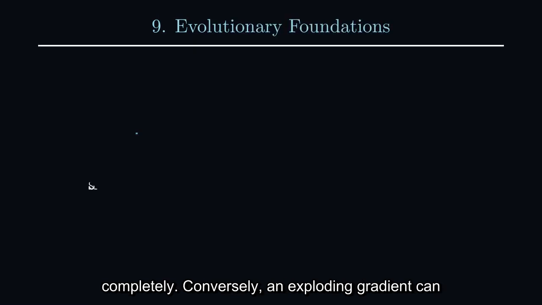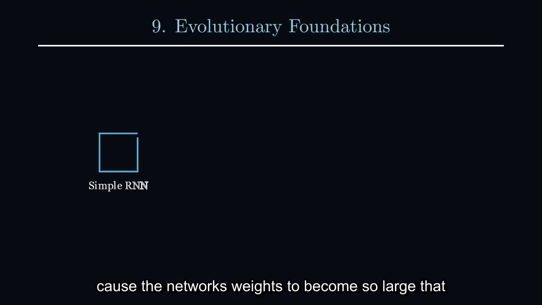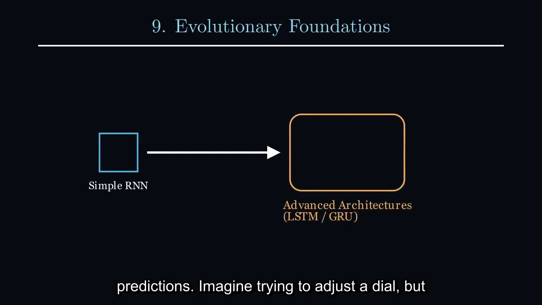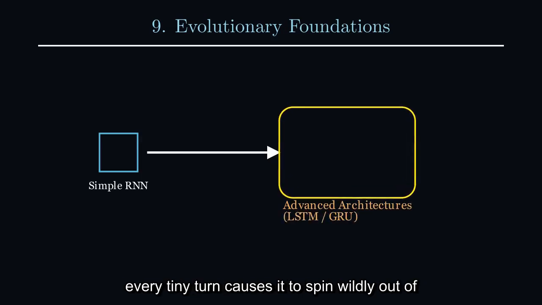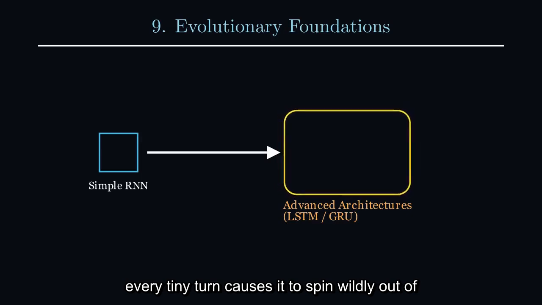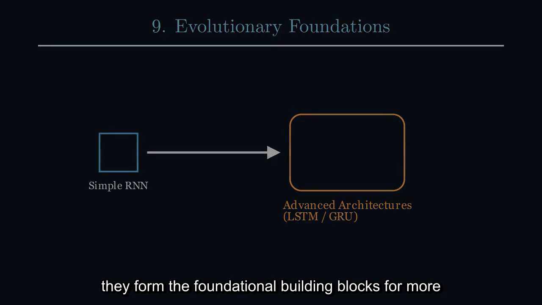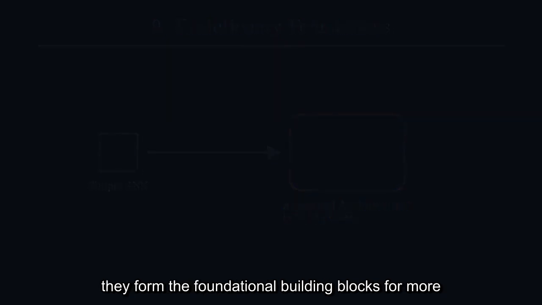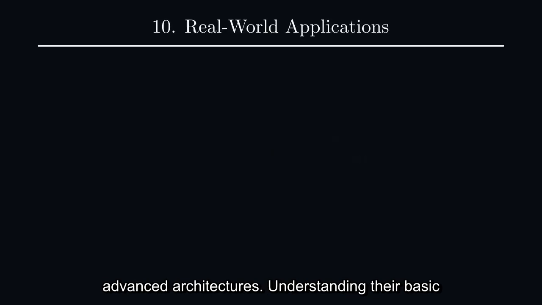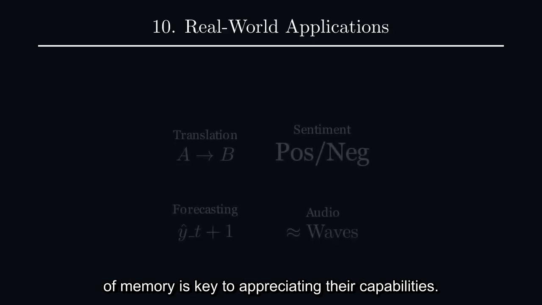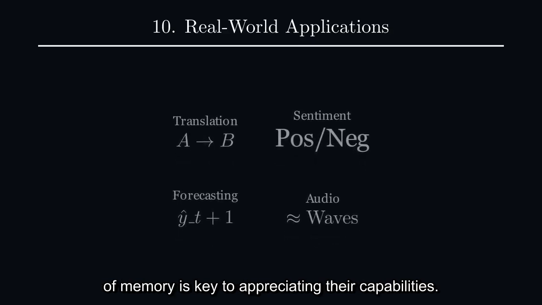Conversely, an exploding gradient can cause the network's weights to become so large that training becomes unstable, leading to erratic predictions. Imagine trying to adjust a dial, but every tiny turn causes it to spin wildly out of control. While simple RNN cells have limitations, they form the foundational building blocks for more advanced architectures. Understanding their basic mechanism of processing sequential data with a form of memory is key to appreciating their capabilities.